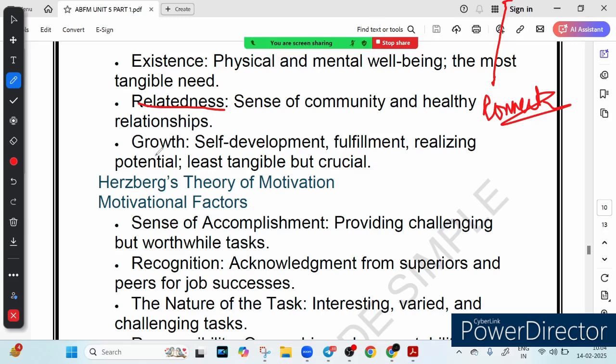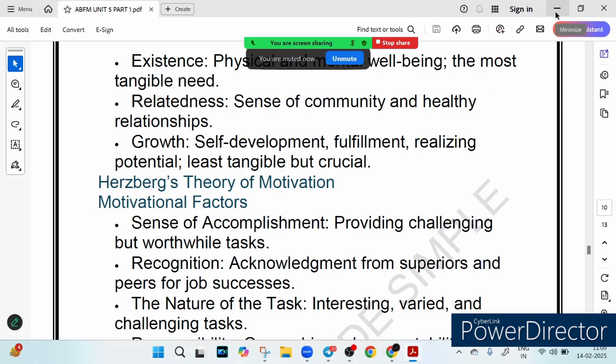And the G stands for growth. What is the meaning of growth? The desire to learn and achieve. Ever feel stuck in a job with no learning opportunity? That is where growth needs kick in. We all want to develop a skill, take on challenges, and reach our full potential. The catch is that unlike Maslow's hierarchy where you move step by step, ERG theory says you can move back and forth. If growth opportunities shrink, you focus on relationships or survival.